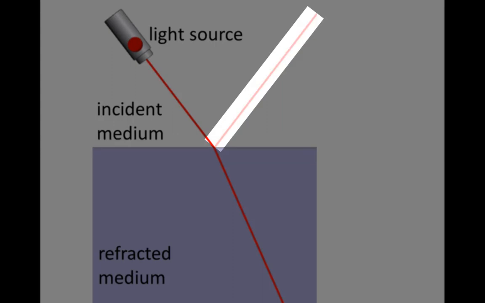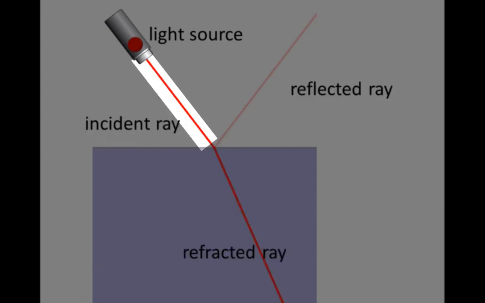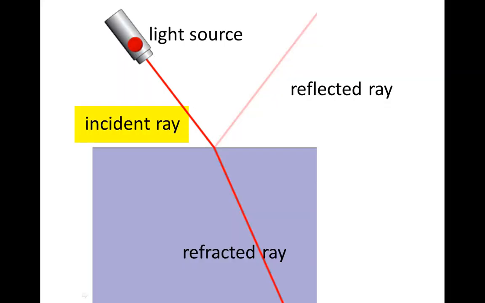Some of the light is reflected off the boundary back into the incident medium. And some of the light travels into the new medium, into the refracted medium. And as it does so, it is bent. It is refracted. So we call the light approaching that boundary the incident ray.